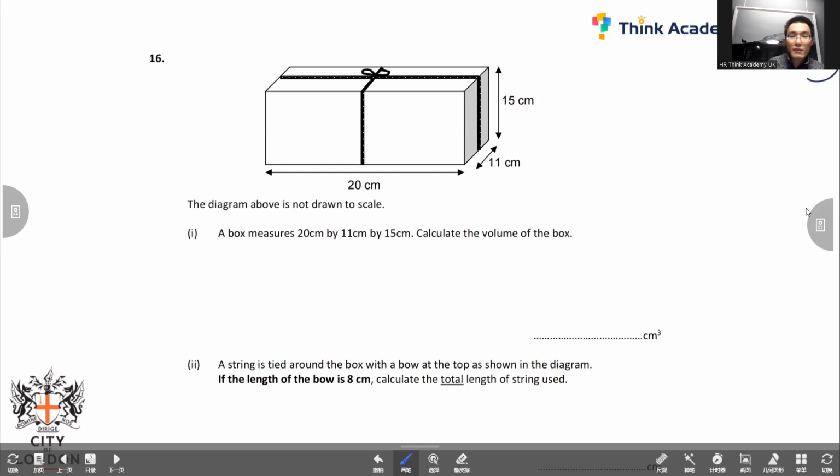The formula, hope you still remember, is just multiply the 3 dimensions together, 20 times 11 times 15. We can do the 20 times 15 first, which is easier, which is 300 instead of 30. Be careful, everyone, not to miscalculate. And then it will be 300 times 11. The answer is 3,300 cubic centimeters.